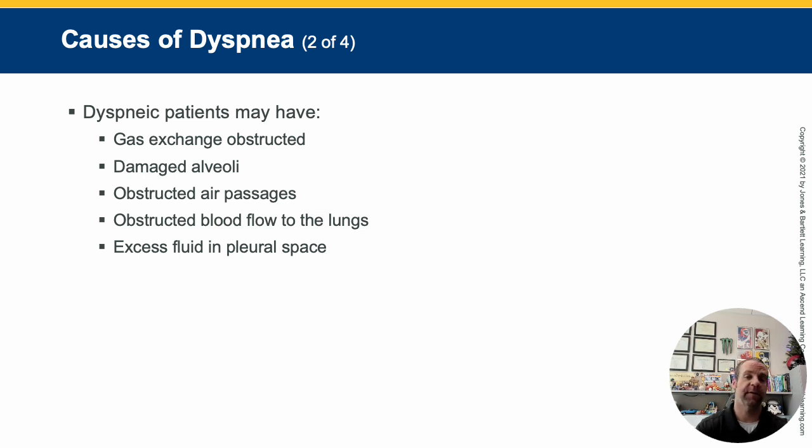Another possibility is that the blood flow to the lungs is obstructed, like a pulmonary embolism, where a blood clot travels to the lung and blocks circulation to a part of the lung, even though the alveoli may be functioning properly. And then finally, excessive fluid in the pleural space, which again we'll call pleural effusion, can compress the lungs and limit their ability to expand, which restricts ventilation. In all these scenarios, the end result is impaired oxygenation or impaired removal of carbon dioxide. These are the underlying reasons behind respiratory distress, and your assessment should aim to determine which of these mechanisms might be involved.